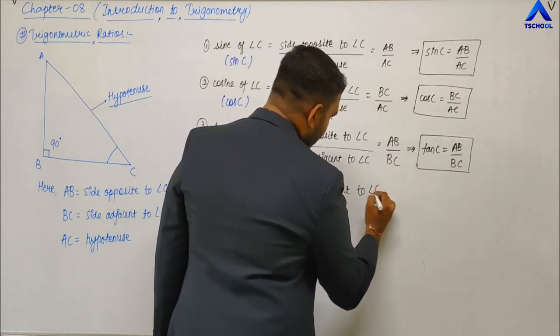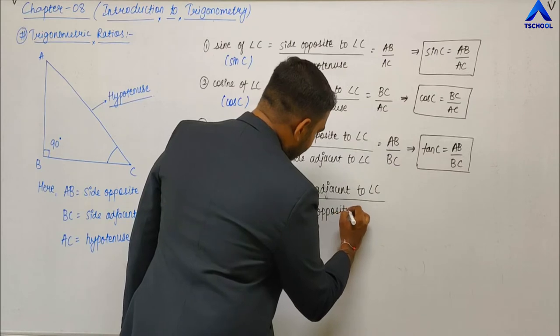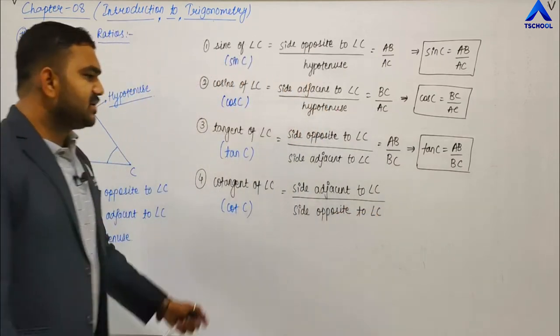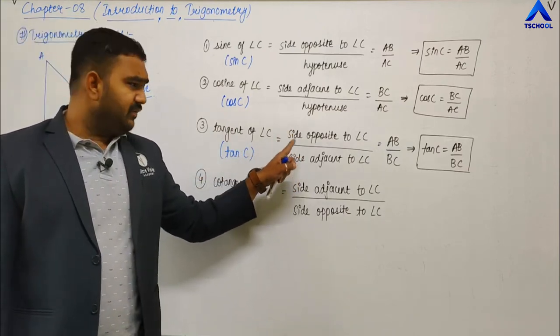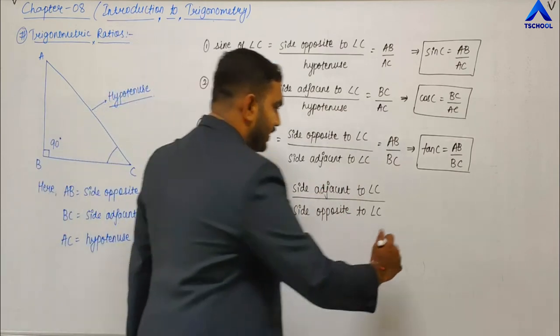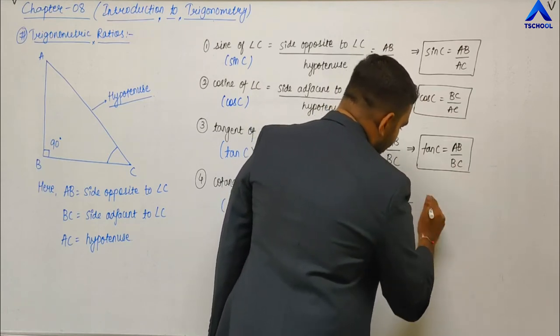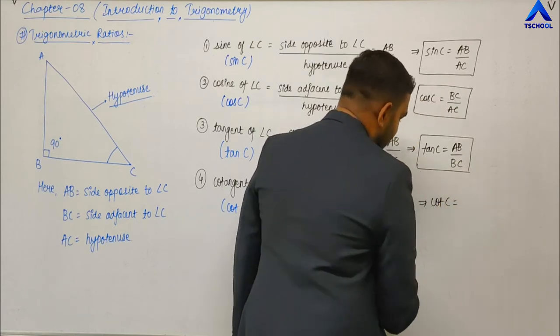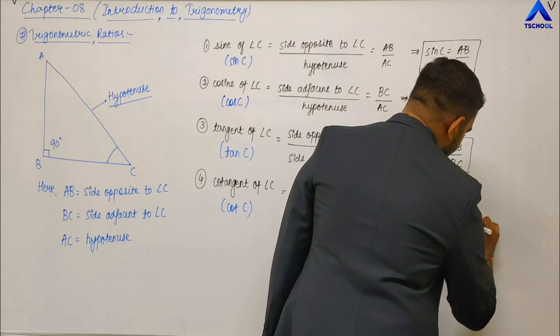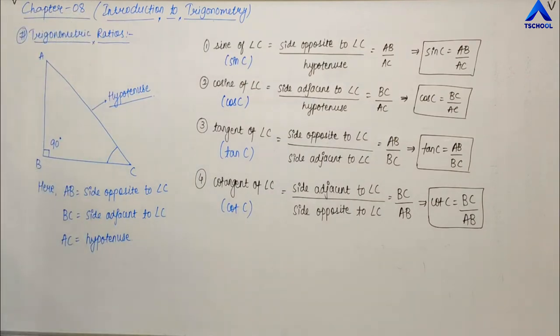Adjacent to angle C upon side opposite to angle C. See, in tangent of angle C or tan C, we had side opposite to angle C upon side adjacent to angle C. Now, here in this we will be having side adjacent to angle C upon side opposite to angle C, and that gives me BC upon AB. So basically you can write down the ratio as cot C is equals to BC upon AB, which gives me my fourth ratio, that is cot C equals to BC upon AB, right? That is my fourth ratio here, friends.